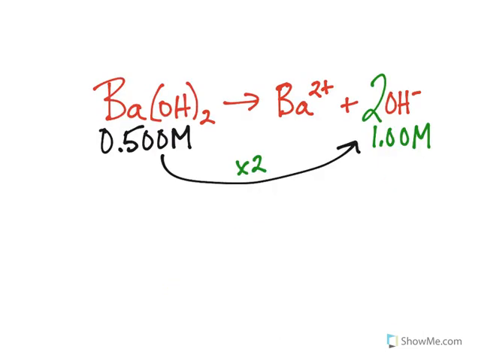So what if I wanted to calculate the pH of barium hydroxide? I would have to account for stoichiometry and recognize that 2 hydroxides are given off in the dissociation of barium hydroxide. And I would use this value to calculate the pOH and subsequently the pH.